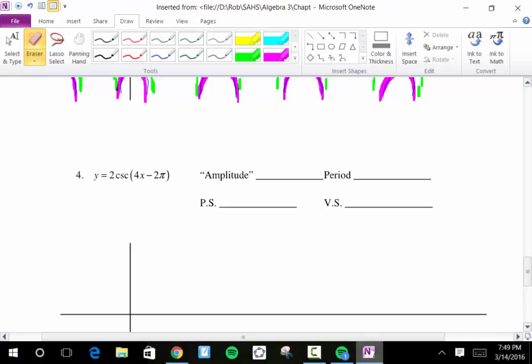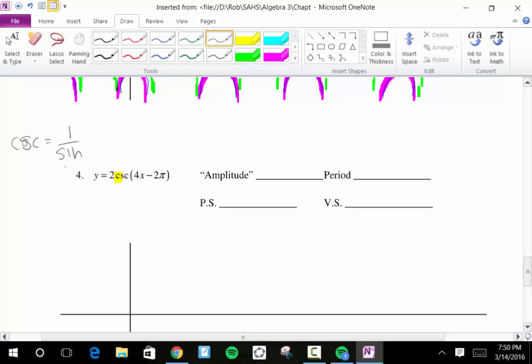Let's graph 2 cosecant of 4x minus 2 pi. Before we can graph this, something you must know. A cosecant is the reciprocal of sine. I know you think it would be cosine because of that c right there, right? Everyone looks at that and says, oh, it must be cosine. Nope, it's not. It's the reciprocal of sine. So you know that cosecant of x is equal to 1 over sine of x, and we're going to use that later on.